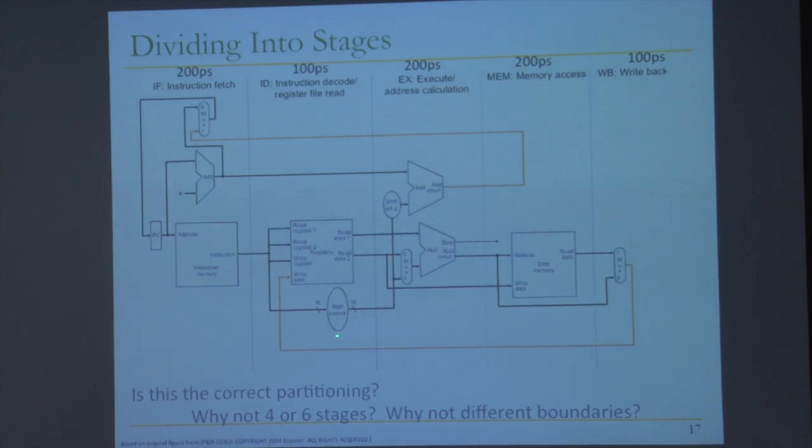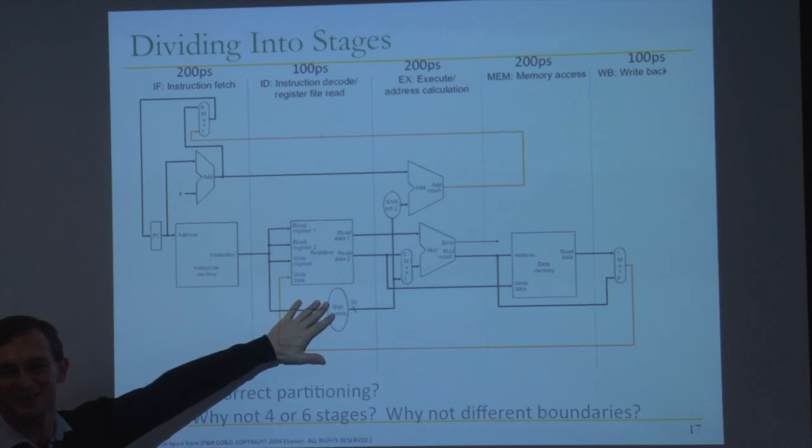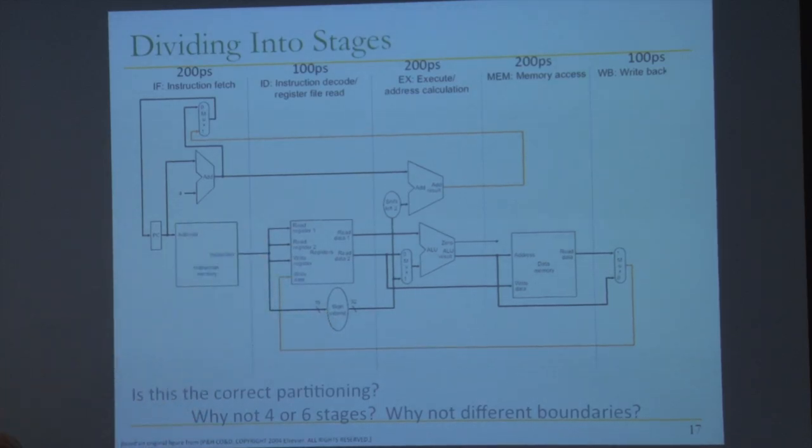Why not have 4 stages or 6 stages? Why not have different boundaries? And the goal here is, again, maximize throughput and minimize the critical path. But let's assume this design for now.